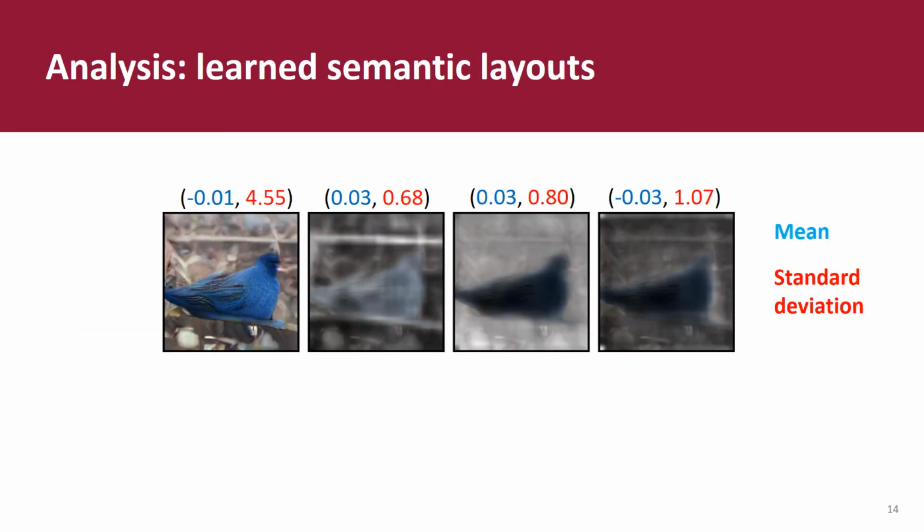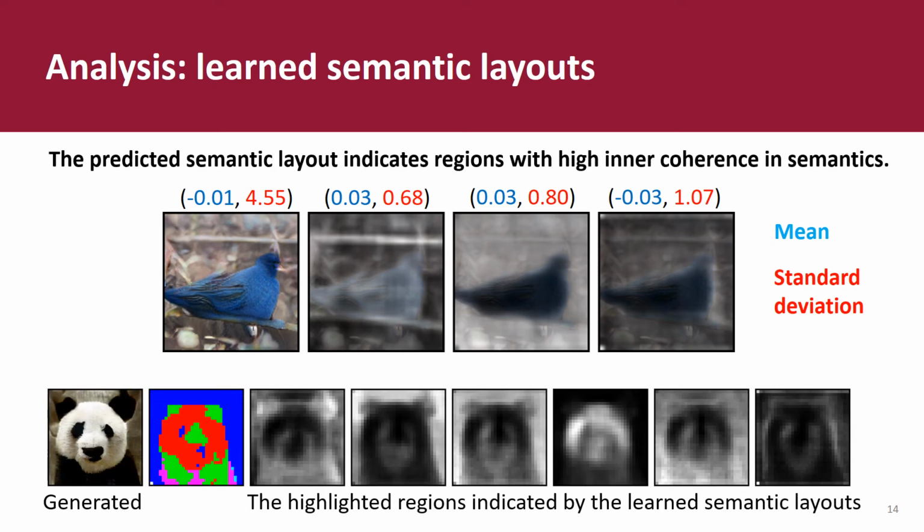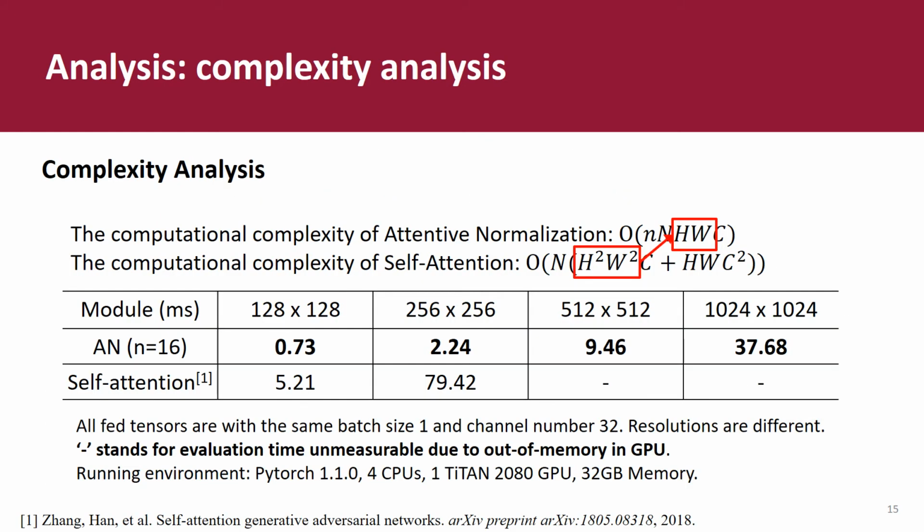In the above figure, the standard deviation computed from the areas highlighted by our predicted semantic layout is much lower than that from the whole feature map. In the below figure, the learned semantic entities can activate different regions of the feature maps. They both show the predicted semantic layout indicates regions with higher inner coherence in semantics. For its complexity analysis, attentive normalization consumes much less than a SelfAttention module.